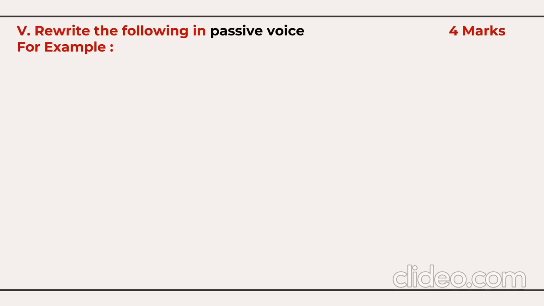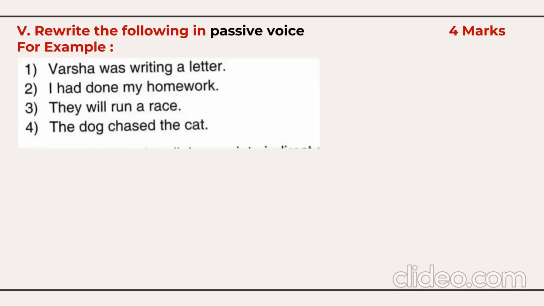Next question, active and passive voice. You will be given 4 questions where you need to convert the active voice into passive voice. For example, Varsha was writing a letter. The answer: A letter was being written by Varsha. I had done my homework. My homework had been done. They will run a race. A race will be run by them. The dog chased the cat. The cat was chased by the dog. Like this, the 4 questions will be given from active to passive.